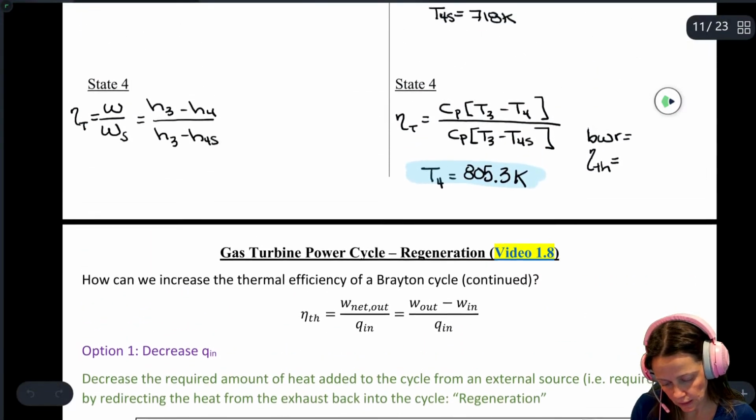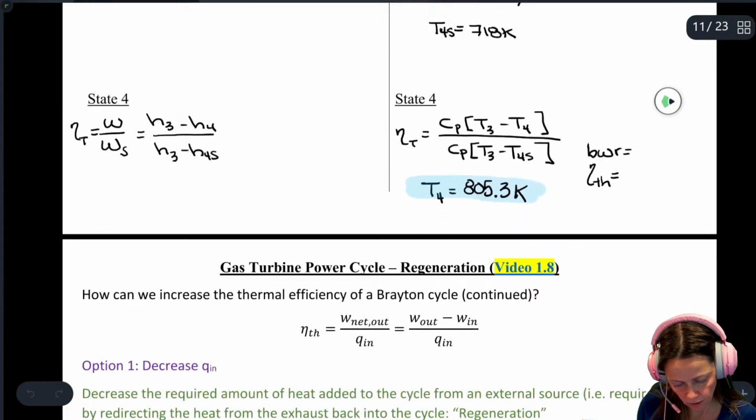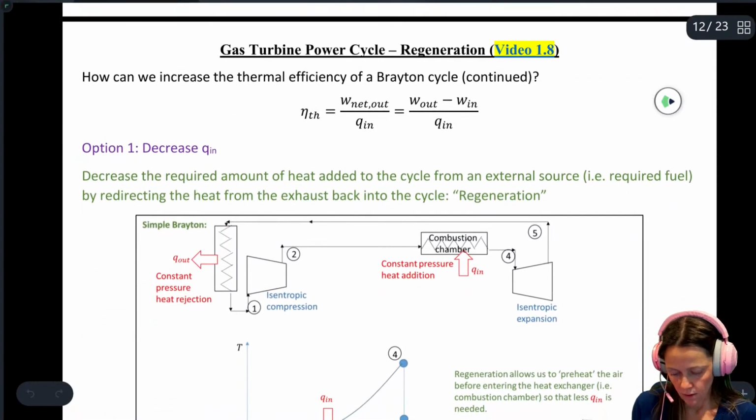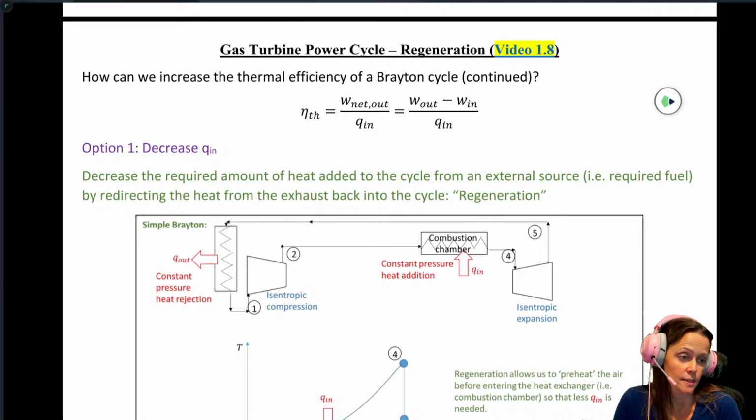So I believe where we left off, we had finished with the simple Brayton cycle, and so we're going to start talking about regeneration. So how we can increase the thermal efficiency of a simple Brayton cycle. And so the idea behind regeneration is if you look at that thermal efficiency equation, if you want to increase that thermal efficiency, you can either increase the numerator or you could decrease the denominator.